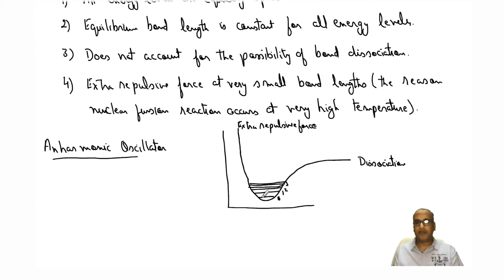So now the frequencies, the differences between V equal to 0 to V equal to 1 and V equal to 1 to V equal to 2, will be at different energy. The energy differences will be different here, right? And also the equilibrium bond length will keep on changing. This is now my R0.